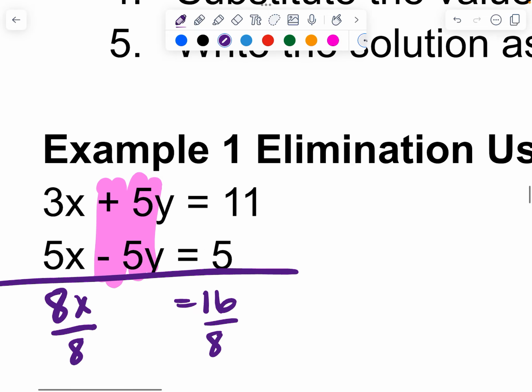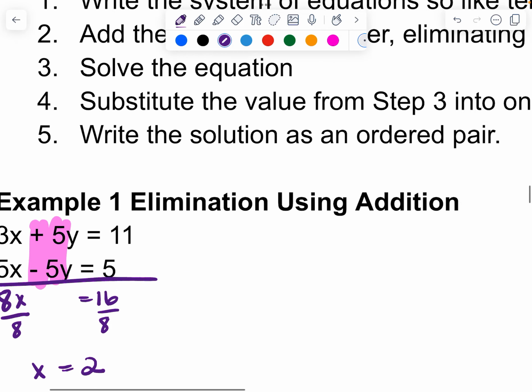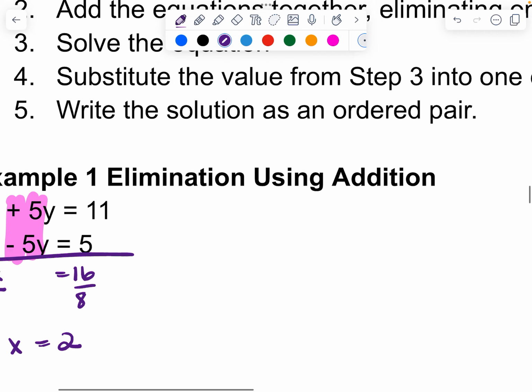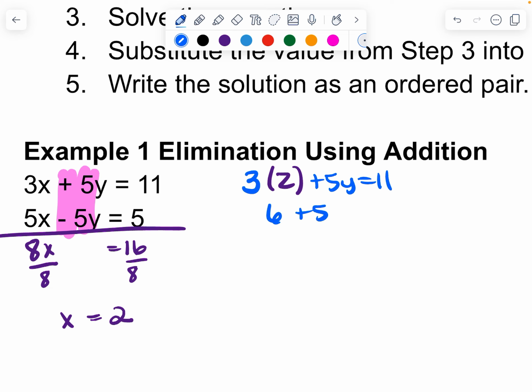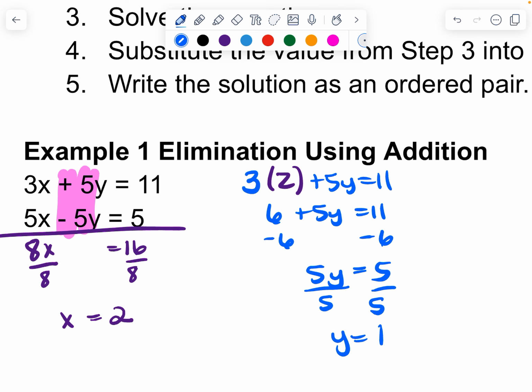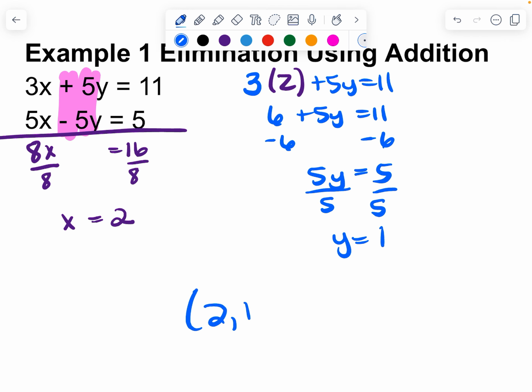Then I come up here. Substitute that back in, just like we did on the last chapter. So I'm going to take 3, I'm going to replace the x with 2, plus 5y equals 11. Did it matter which one I plugged it into? No. So 6 plus 5y equals 11. Subtract 6. Get 5y equals 5. Divide by 5. Get y equals 1. So my solution is 2, 1.